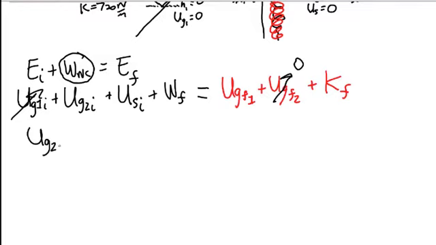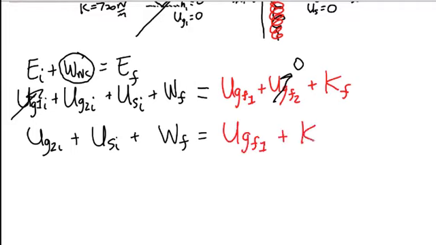UG2 initial plus U of the spring, potential energy of the spring initial, plus work of friction equals UG final 1 plus K final. By the way, every single one of these steps will typically get you a point on an AP exam. So it's really helpful to show all the steps, because even if you get something wrong, you still got all the points from above. When you start plugging in numbers right away, you basically lose your chance to get all those points. Put in numbers at the very end.